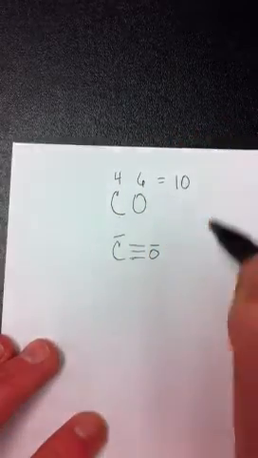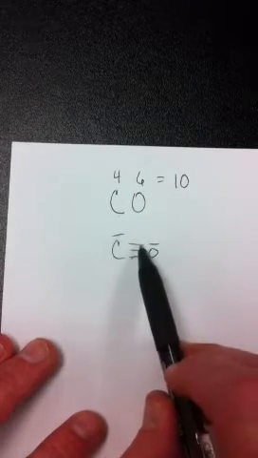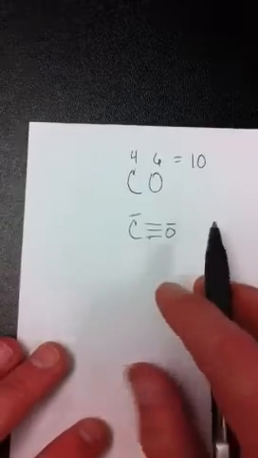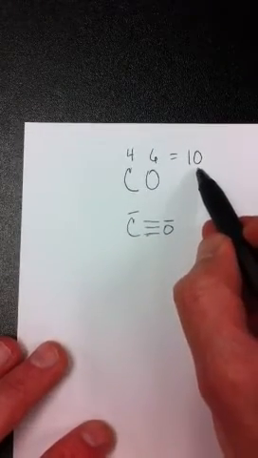So we're supposed to have 10 valence electrons in our structure, and we do. 2, 4, 6, 8, 10. Now how did we arrive at this? Well, the rules are simple. Determine the number of valence electrons, 10.